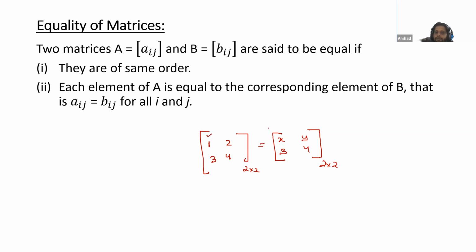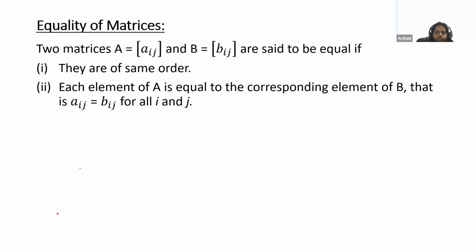That means first element will be equal to first element, second will be equal to second one, third will be equal to third, fourth will be equal to fourth one. Okay. So I hope this is clear to everyone. Please note down this. Then we will start the question on the basis of this topic. Please let me know once it is done.